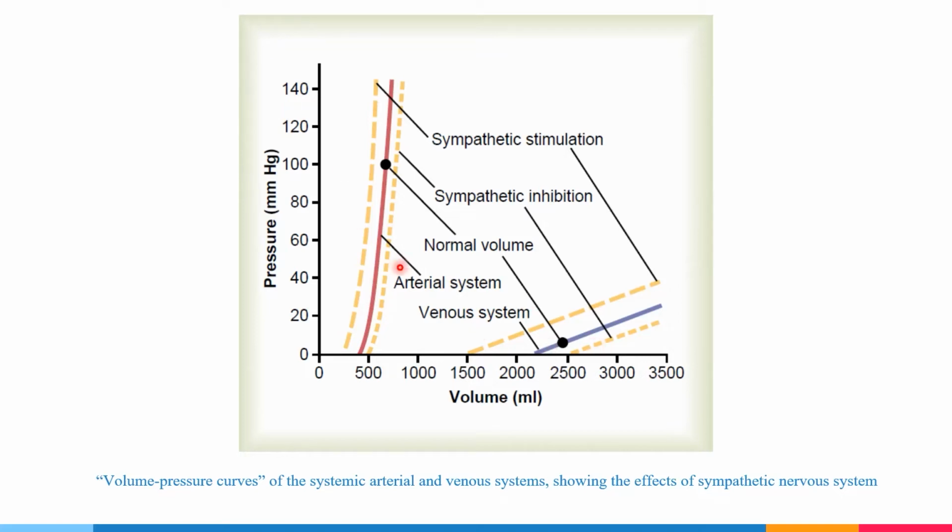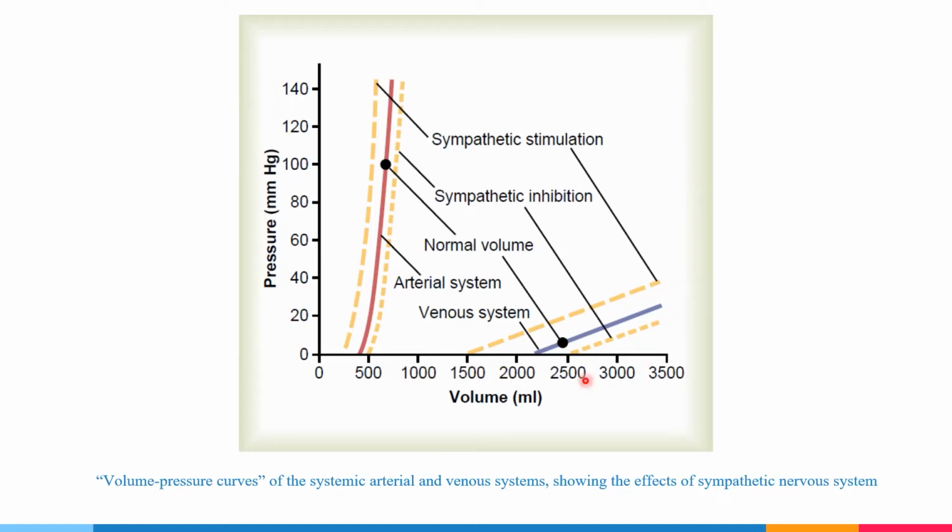A similar trend is also seen in the case of the arterial system, marked in red, in which sympathetic stimulation decreases the volume of blood held, and sympathetic inhibition increases the volume of blood held by the arterial system. So this also points to a second point that occurs between the arterial and the venous system, that the change in the volume held by the venous system is a lot.